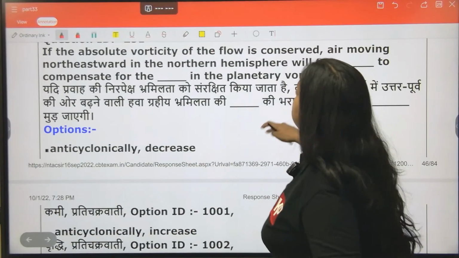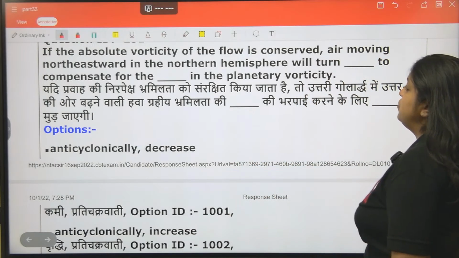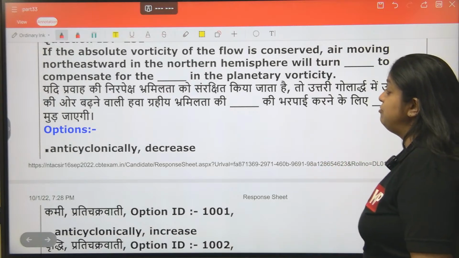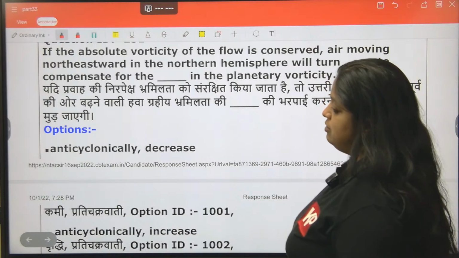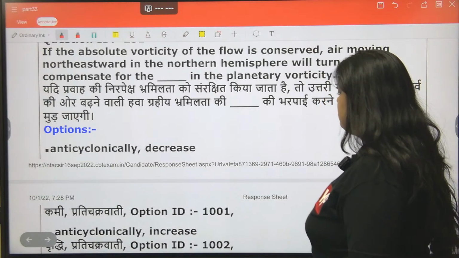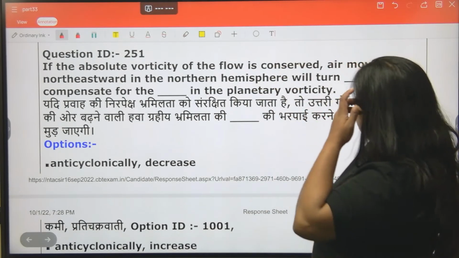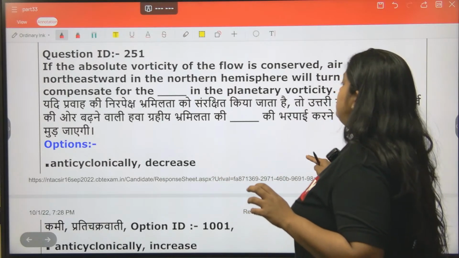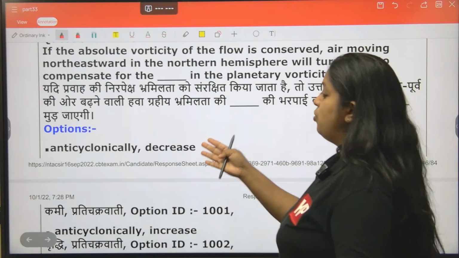If the absolute vorticity of the flow is conserved, air moving northeastward in the northern hemisphere will turn dash to compensate for dash in the planetary vorticity. This is the question. I'll show you once more. If the absolute vorticity of the flow is, I just mentioned what is absolute vorticity, conserved, air moving northeastward in the northern hemisphere.